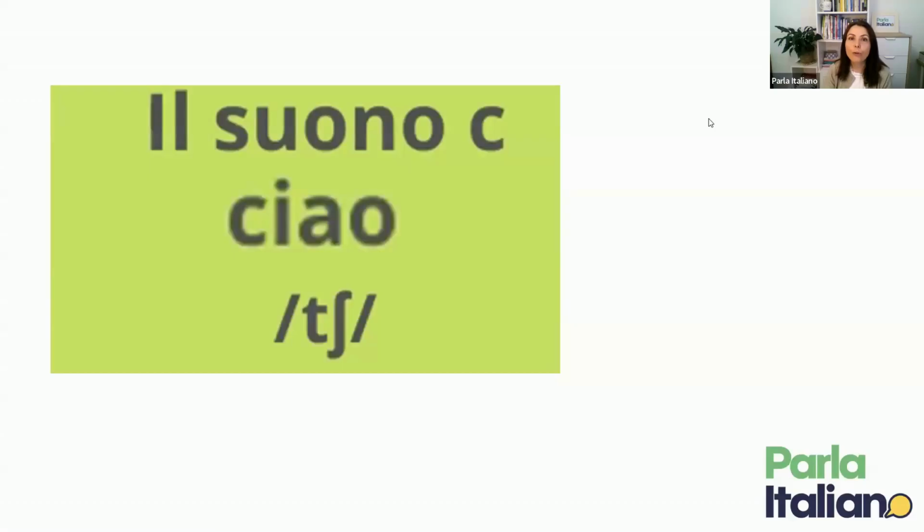Great. So let's start with the letter C and let's see how it is pronounced. The sound C is pronounced either ch or k. But let's see together. For example, in ciao, the sound is ch. Here you have this phonetic symbol that looks like a T and a long S. That is the phonetic symbol for the sound ch.